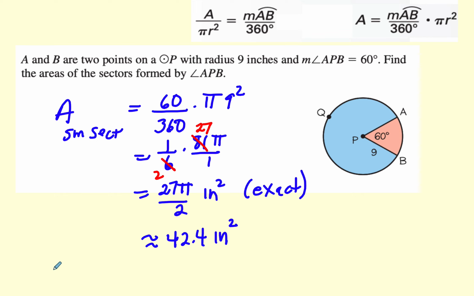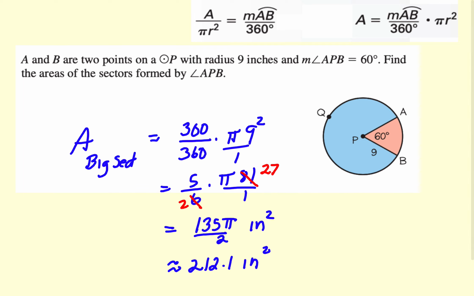Let me show you how the bigger sector works. In the bigger sector, your angle, the number of degrees is different. It's 300, so you want more of the circle. And then we end up getting 135 pi over 2, and then we get a bigger area because our angle opened up more.